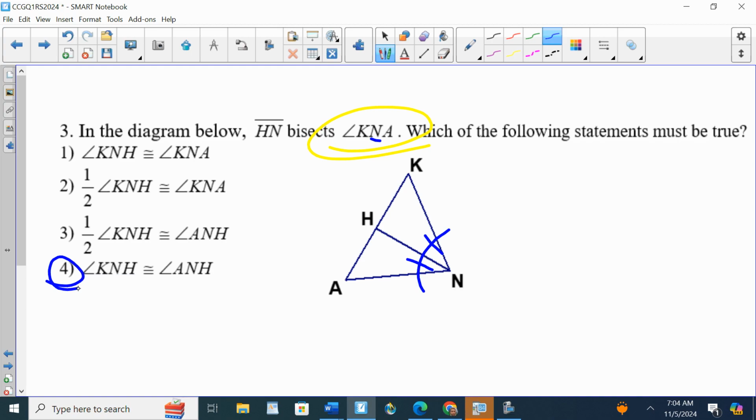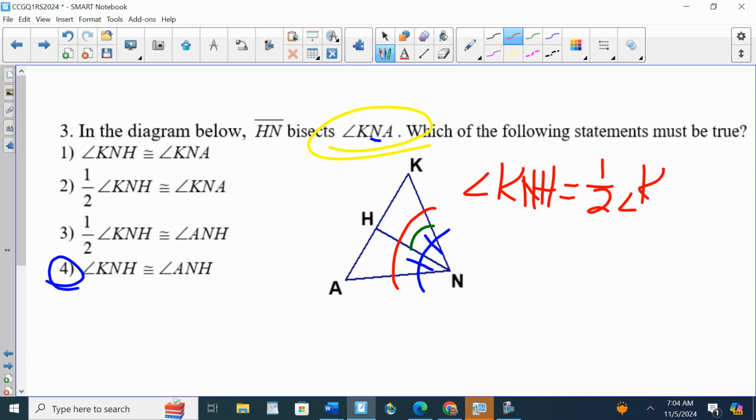Choice 4. I also do know that, let's say this green angle here is half of this red angle, so I could say that angle KNH is half of angle KNA. That would be a true statement. That's not quite there, but understand that the two halves are equal and each half is half of the whole.